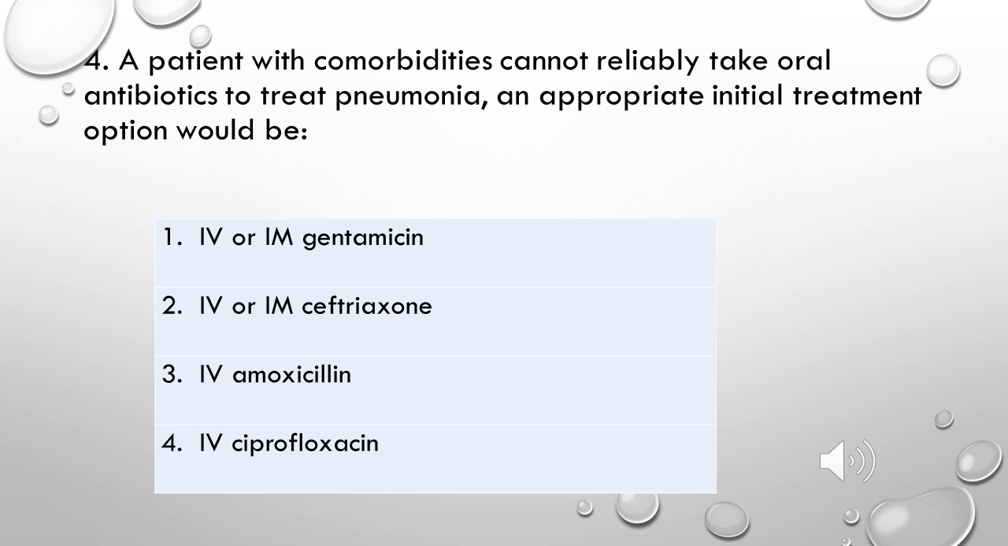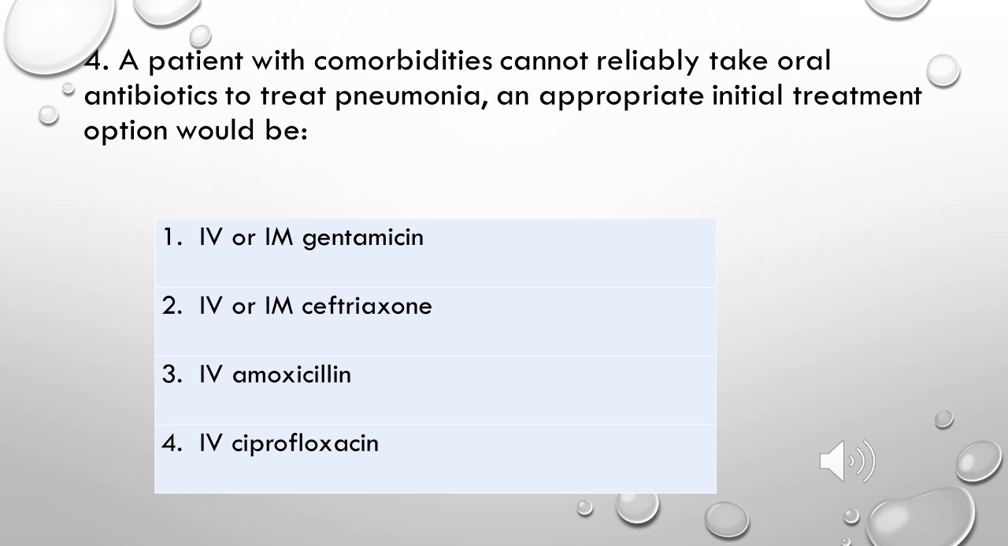Patients with comorbidities cannot reliably take oral antibiotics to treat pneumonia. An appropriate initial treatment option would be, your answer should be number 2, IV or IM ceftriaxone. The other name for it is Rocephin.